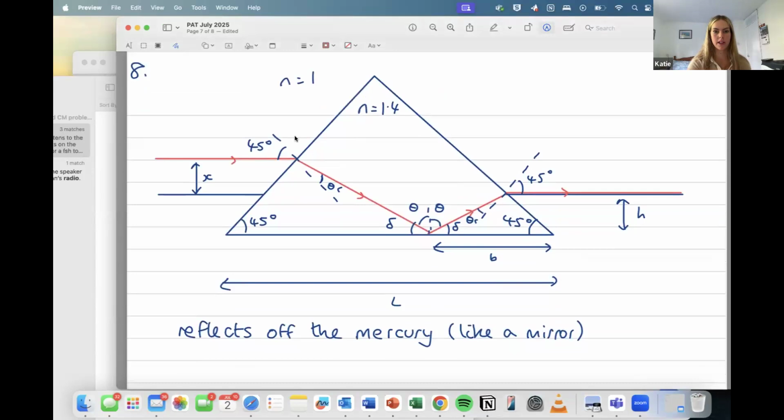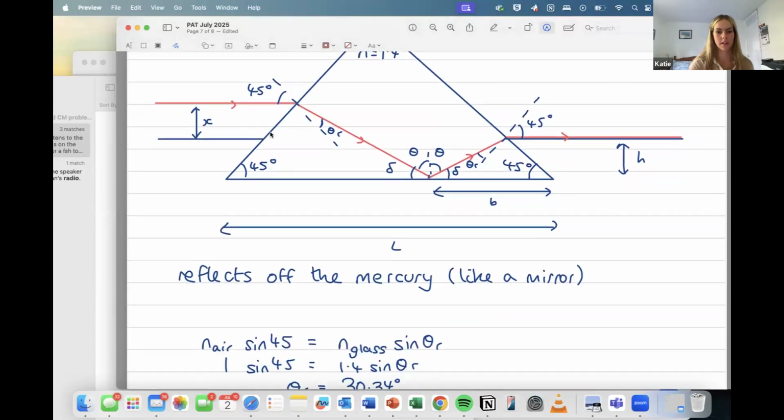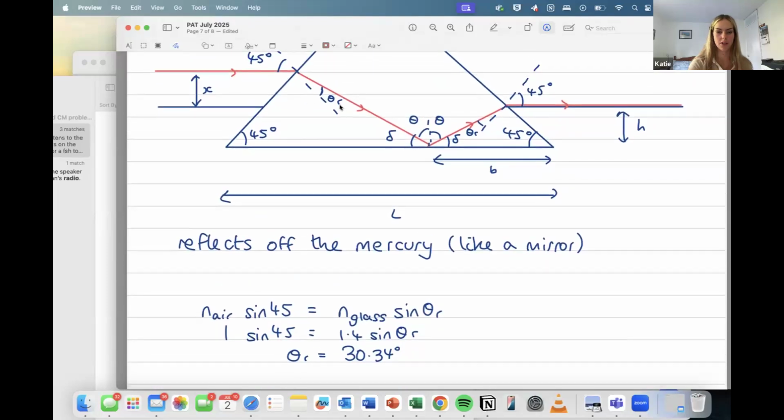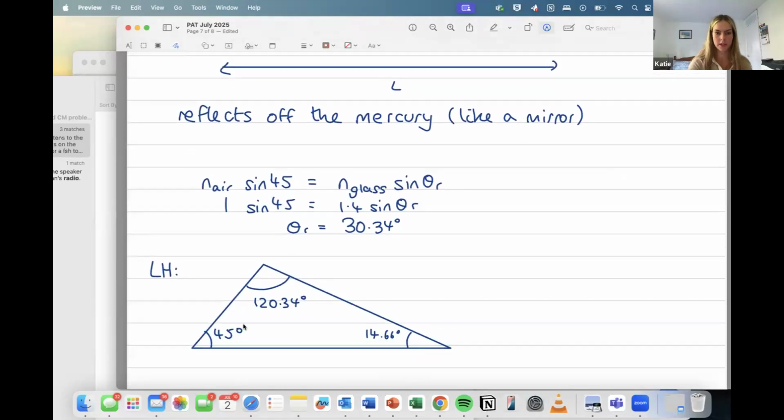So we know that the refractive index of the air is 1, of the glass block it's 1.4, and you're given the angle of incidence. So we just work out our angle of refraction, and that's 30.4 degrees. So now I'm going to draw these triangles again.